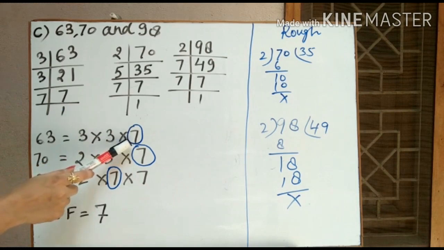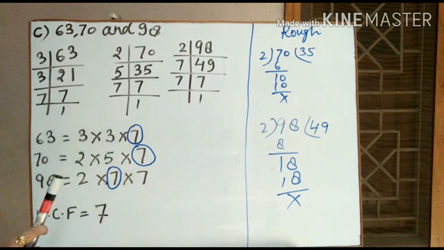Now this 7 is a factor of 63, 70 and 98 also. So we will write 7 here. Except 7, there is no number which is common. That's why the HCF of the given numbers is 7.